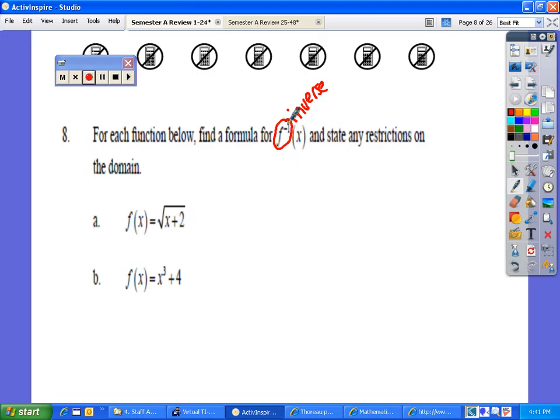Okay, do we have any holes? Do we have any points of discontinuity? That's when you would state any restrictions. So we shall see. Right now, this is f of x equals the square root of x plus 2. We're going to rewrite that as y equals the square root of x plus 2. First thing you want to do is switch the x and the y. Nothing else but the letters, the variables.